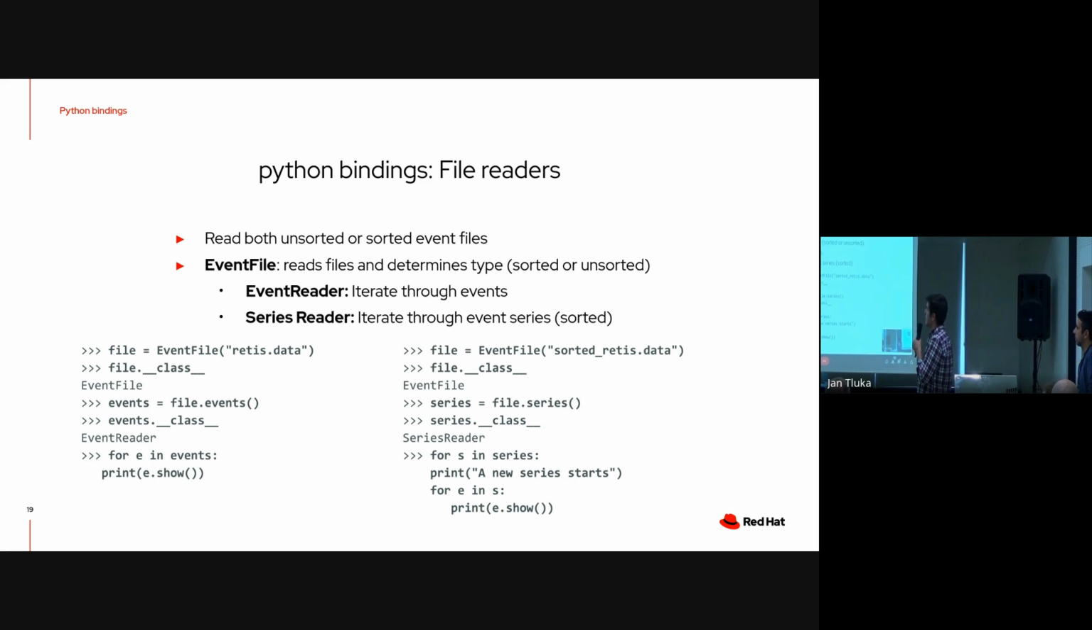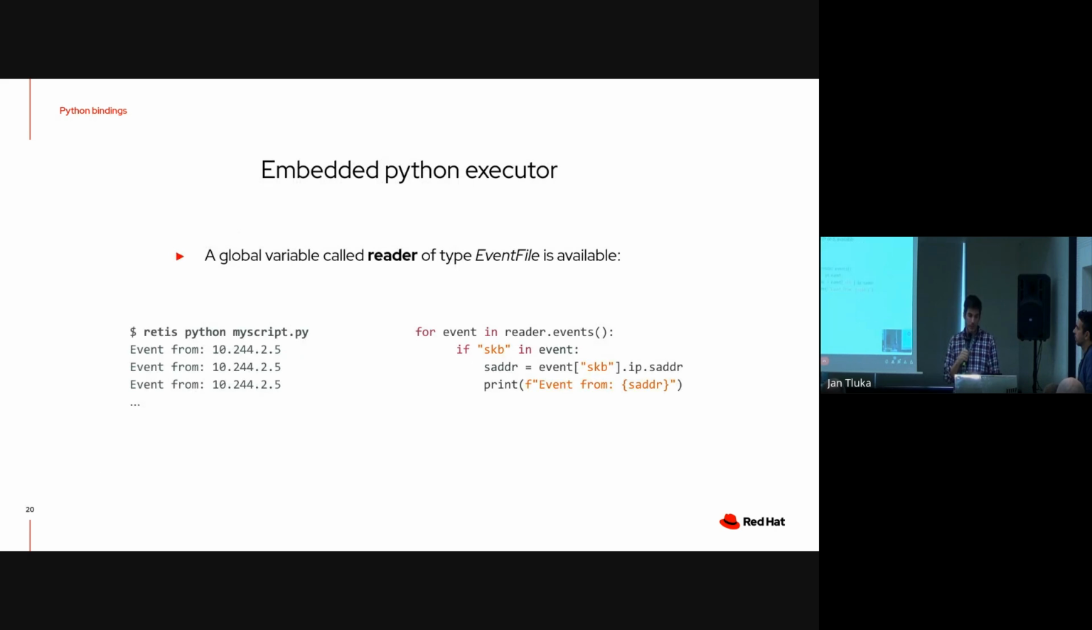In this case, if you read a sorted file, what you get is what we call a series of events, which correspond to the same packet. And so you can iterate through the series as if it was a Python list. So it's a convenient way of reading both sorted and non-sorted events from Python. This allows you to implement basically any post-processing functionality that you may want.